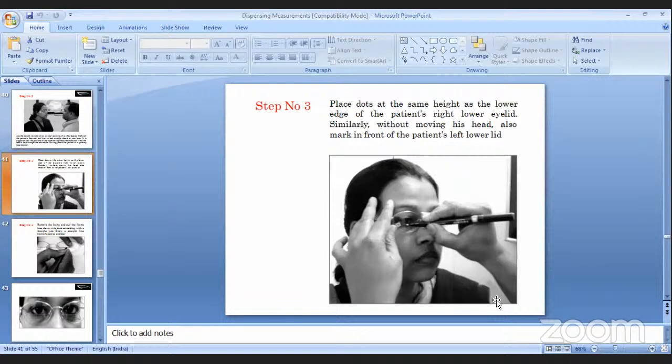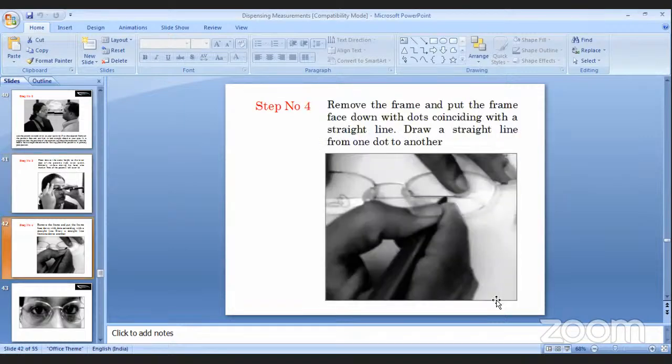Place dots at the same height as the lower edge of the patient's right lower eyelid. Similarly, without moving his head, also mark in front of the patient's left eye. First, you mark on the right lens, then you do the same measurement on the left lens also. Then remove the frame, put the frame face down on a piece of paper and join the dots with a straight line.